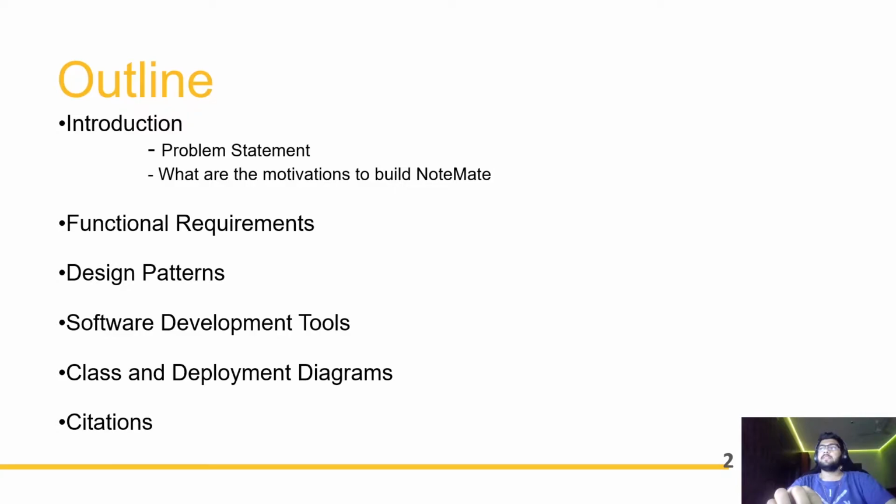In this presentation, I will present the application with the following outline. We will start with the problem definition and the motivations behind the creation of NoteMate. We will then list out functional requirements for NoteMate, along with explaining and showcasing thoroughly the use cases for NoteMate. We will then move forward to talk about design patterns that NoteMate uses. After that, I will give you a quick tour of the software development tools and environment. We will finally look at NoteMate in terms of a complete class diagram, a component diagram, and a deployment diagram.